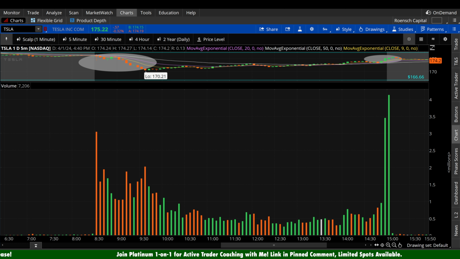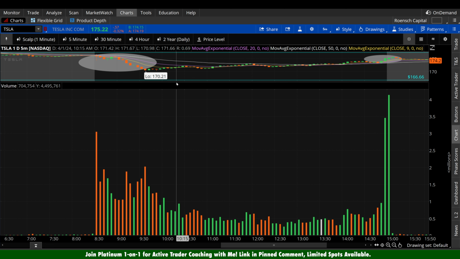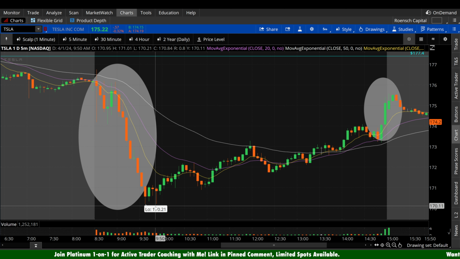Now, believe it or not, that's not always the case. A lot of people look at the chart and they say, well, of course there was bearish bias, right? The stock went down.